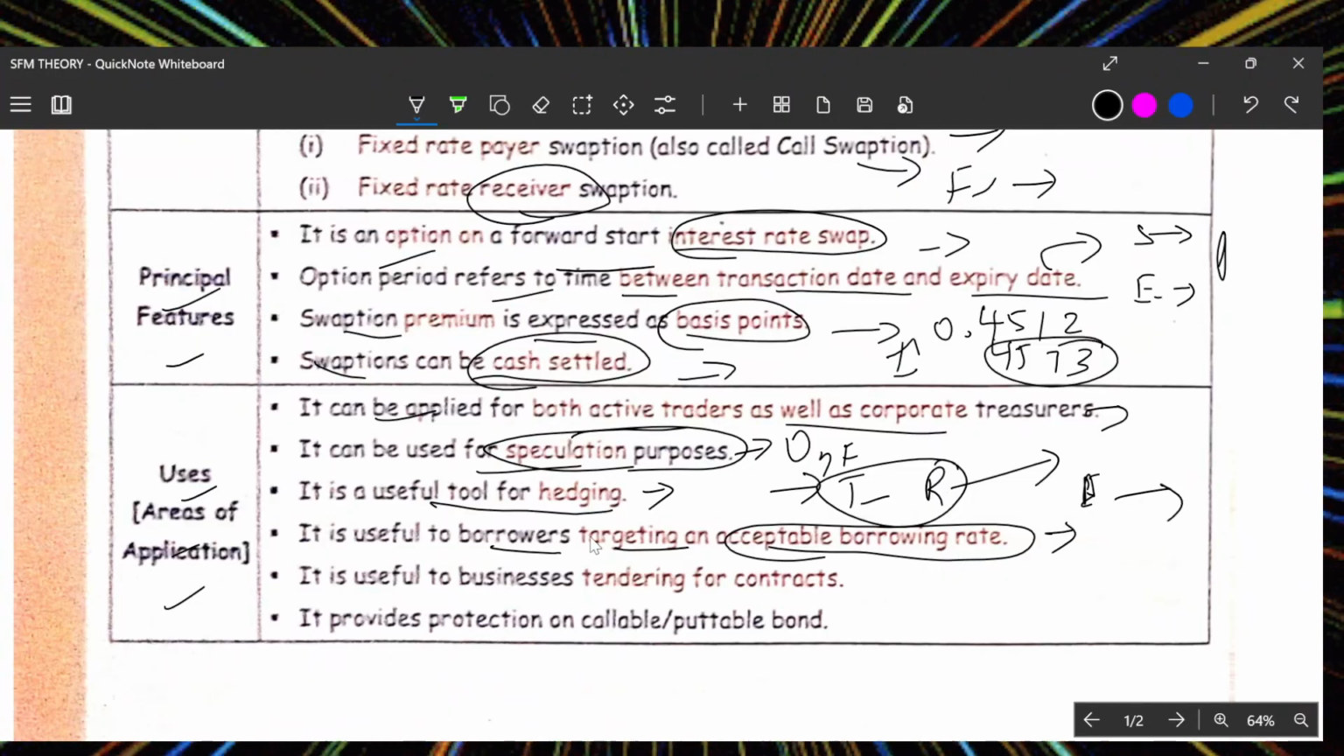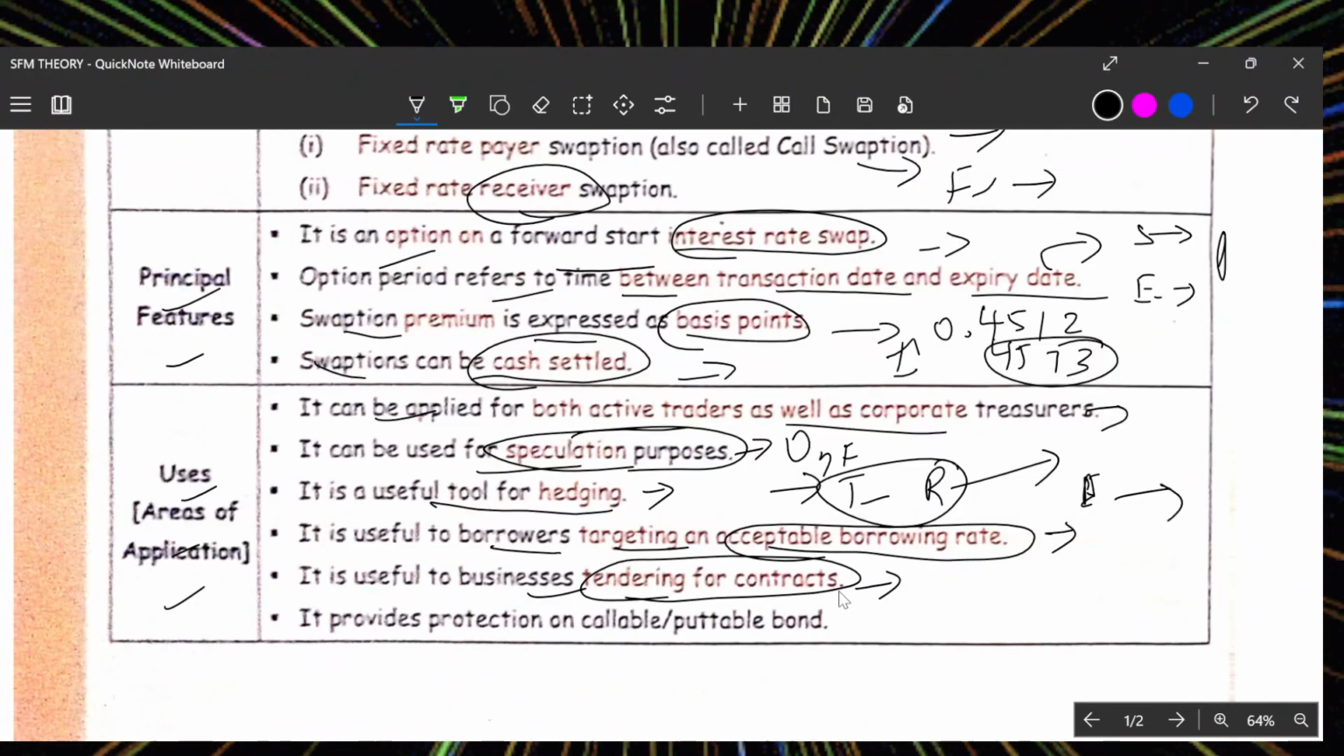That is very useful. It is useful for businesses tendering for contracts. Yes, for contracts they can use it. It provides protection for callable and puttable bonds. It provides great protection for callable and puttable bonds.